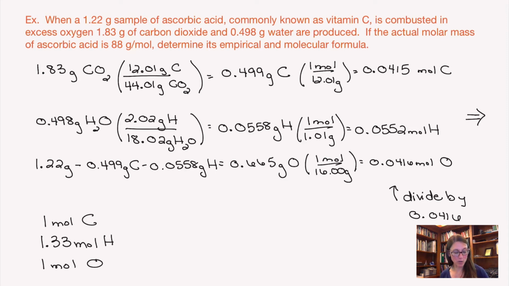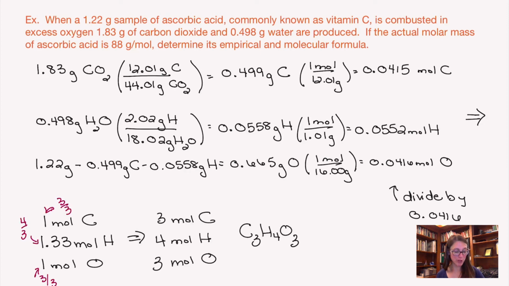And as we saw before, when you end up with something like 1.33, that's not a whole number, but it is 4/3. So I'm going to multiply all of these values by 3. So multiplying everything through by 3 gives us a 3 to 4 to 3 ratio, and thus our empirical formula is C3H4O3. And this empirical formula has a molar mass that is 88 grams per mole. And because the empirical formula's mass is the same as the molecular formula's weight for that actual molar mass, this empirical formula is also the molecular formula.